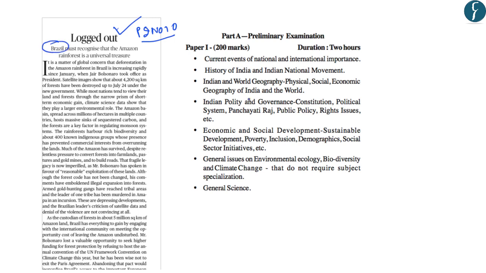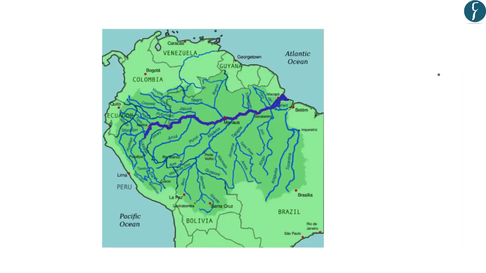Now, in this editorial, what is important for us is the location of the Amazon forest and the Amazon river, and that too from the preliminary examination point of view. So if you look at the map of South America, you will find that the Amazon river and the Amazon forests are located in the country of Brazil and are spread over various other countries like Colombia, Guyana, etc. And if you look at the course of the river, it flows into the Atlantic Ocean. And regarding the Amazon, you should note that it is the world's largest river in terms of the discharge of volume of water.